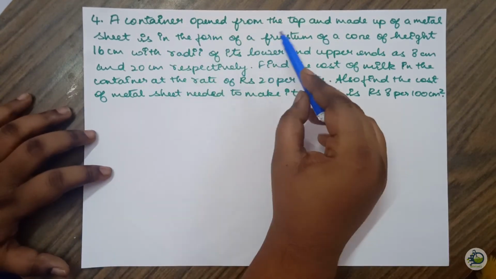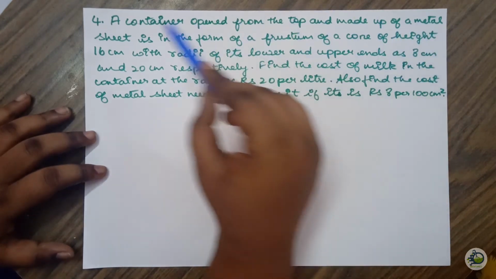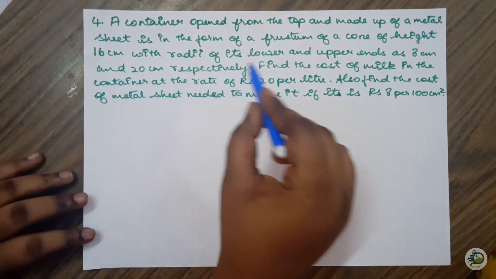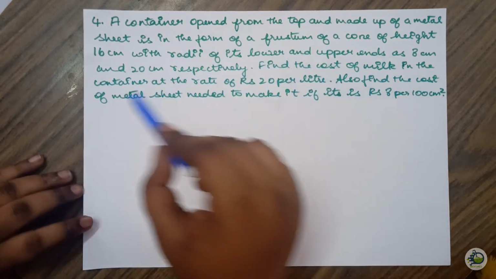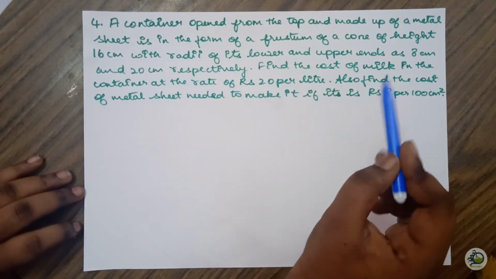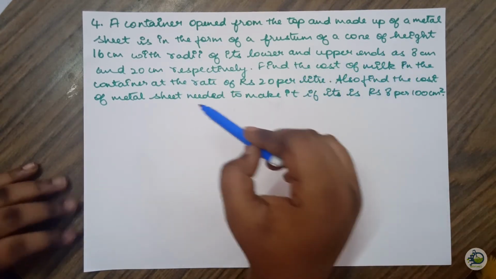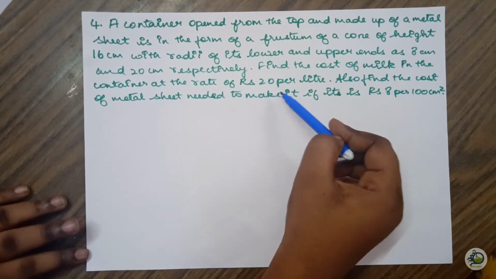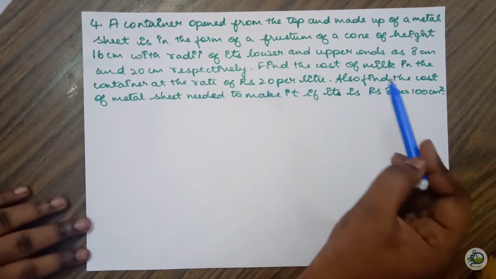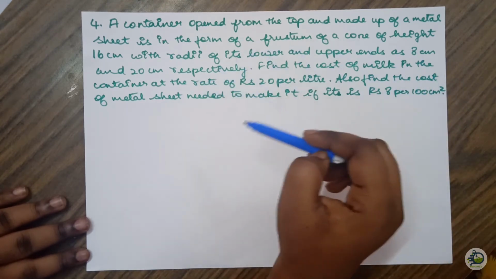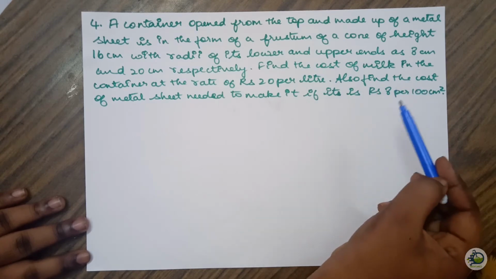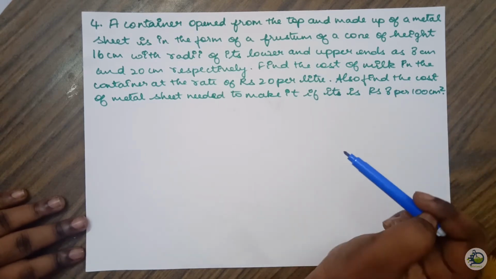A container open from the top and made up of a metal sheet is in the form of a frustum of a cone of height 16 centimeter, and the radii of its lower and upper ends are 8 centimeter and 20 centimeter. Now we have to find the cost of the milk contained in the container at the rate of 20 rupees per liter. Also we have to find the cost of the metal sheet needed to make that container at the rate of rupees 8 per 100 centimeter square.